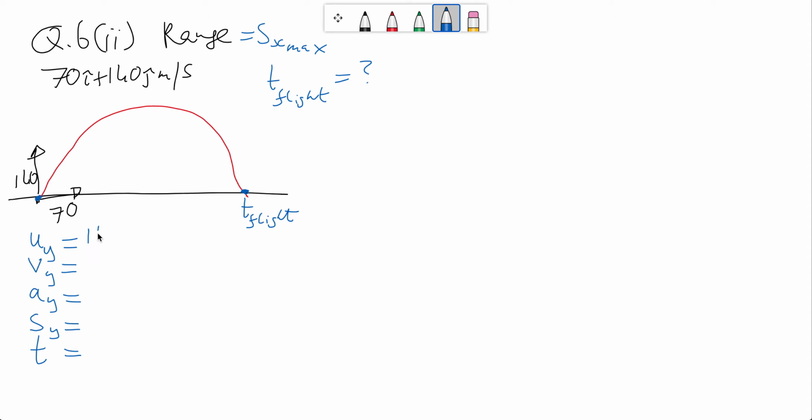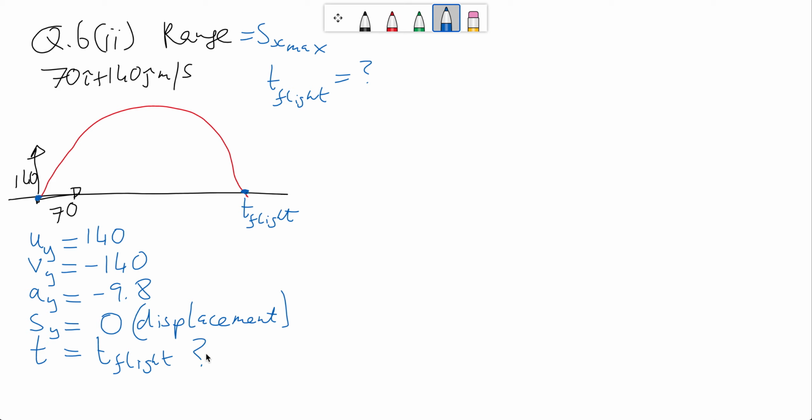If I said the initial velocity is 140, and the final velocity would be minus 140 in the y direction, because it'd be coming straight back down at that point, then the acceleration is 9.8 as usual, and the actual distance will be 0. Why is it 0? Because it's a displacement, remember, it's not a distance. So if it starts in the y direction where it finished, then it's being displaced in that direction by nothing. This is the time of flight, and that's what we're actually looking for.